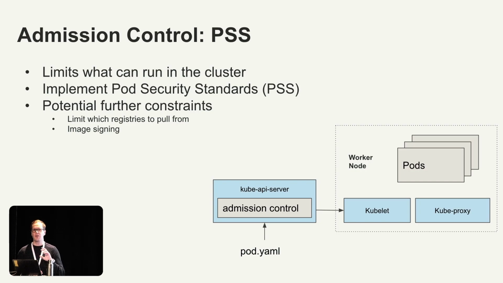It's basically three levels. You have disabled, you have baseline, which is unlikely to break your applications while also providing good security, and you have restricted.